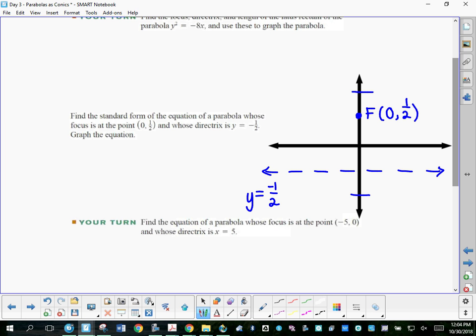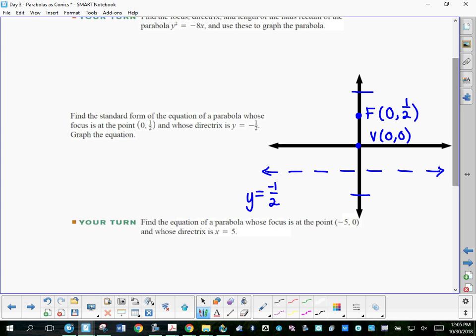You're given your focus, you're given your directrix. What else can I find if I'm given those two items? Gavin, what can you go through and get that would be helpful for your picture? We've got the focus given and the directrix. And where would the vertex be? Yeah, it's going to be halfway between those two. So I label that V, (0, 0).